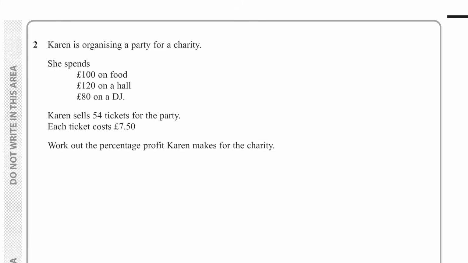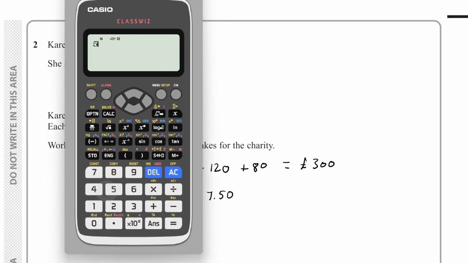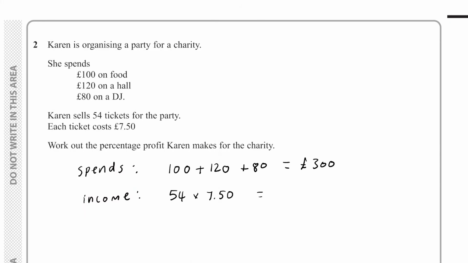So we need to work out how much she spends and how much she makes. So if we work out how much she spends, that's 100 plus 120 plus 80. So she spends £300. How much does she make? So 54 tickets at £7.50 each. So 54 times £7.50. That's £405.